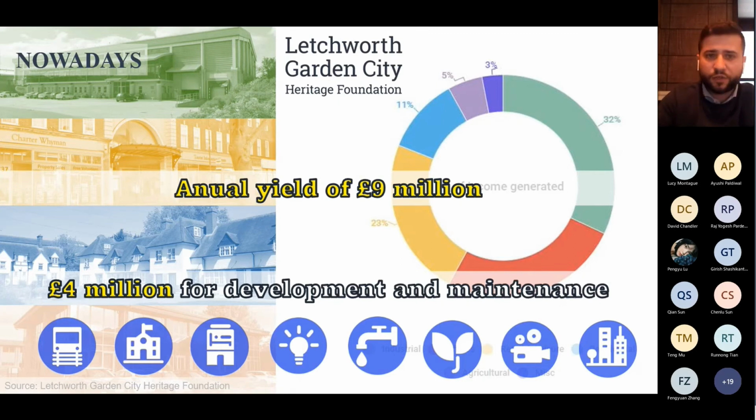Despite Letchworth and Welwyn Garden City losing their original land tenure system, their experience has heavily inspired economists like Dr.